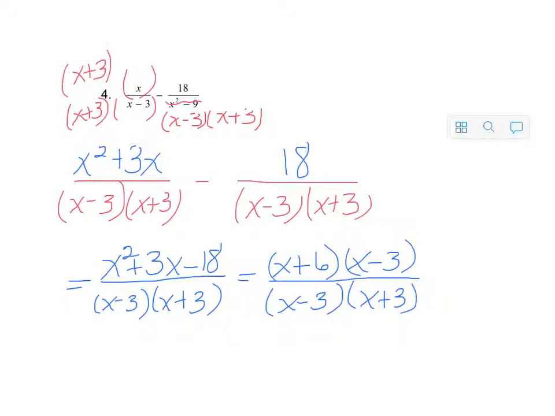Oh, in this case I can actually cancel out the x minus 3's. And my final answer is x plus 6 over x plus 3. That one wasn't too bad either. All right, let's do another one.